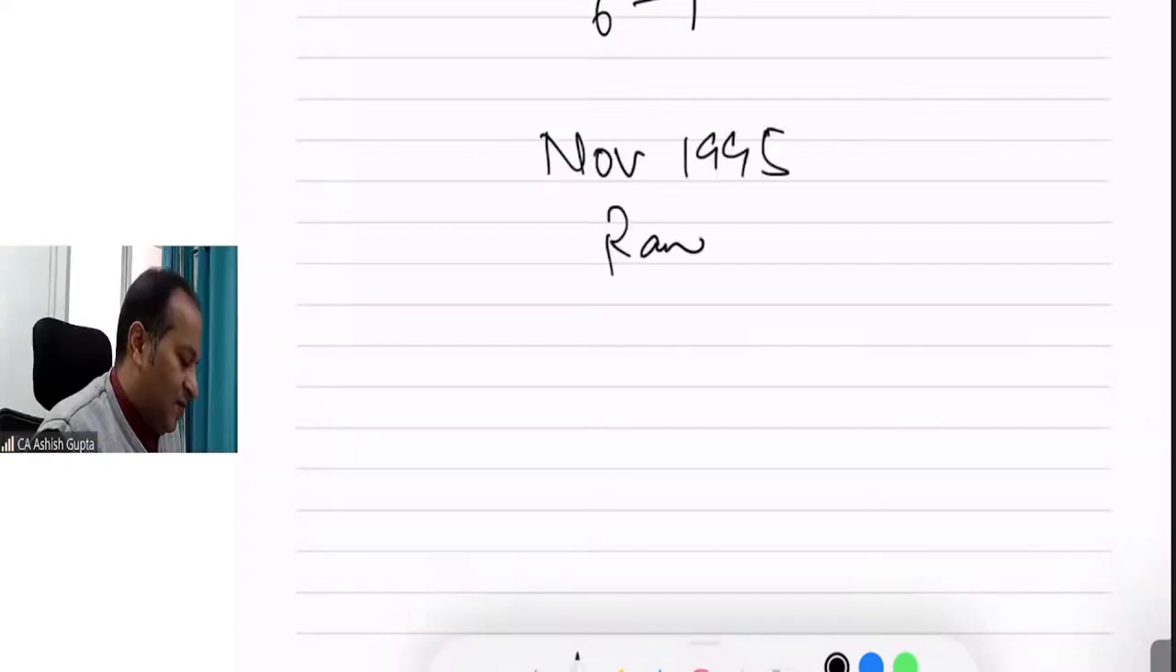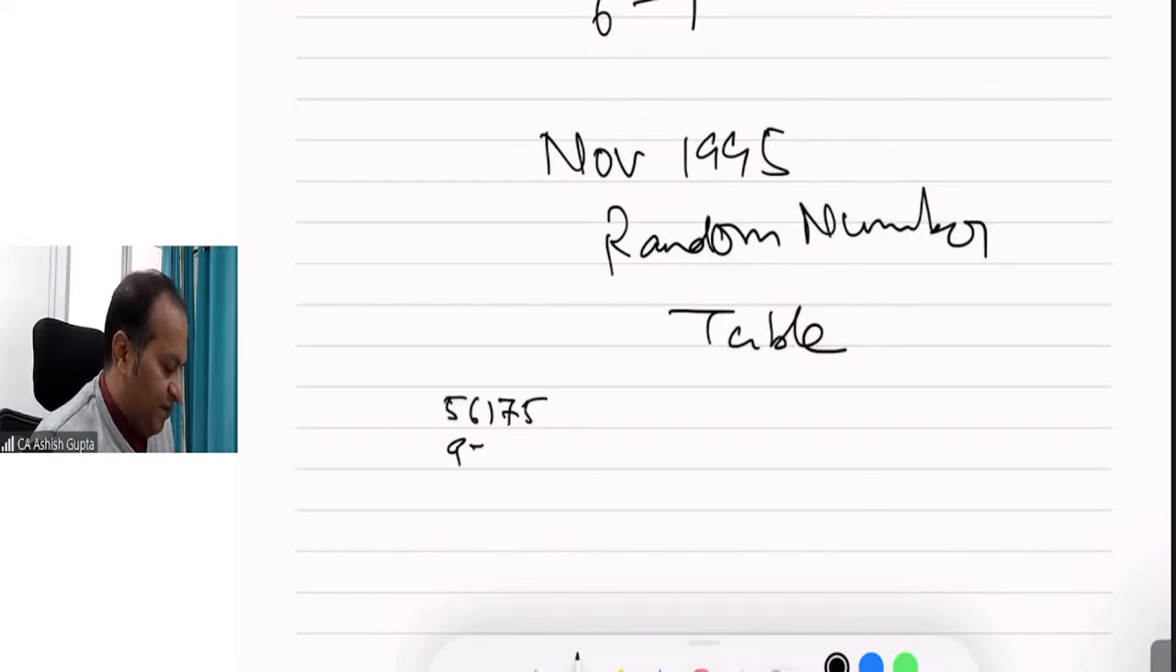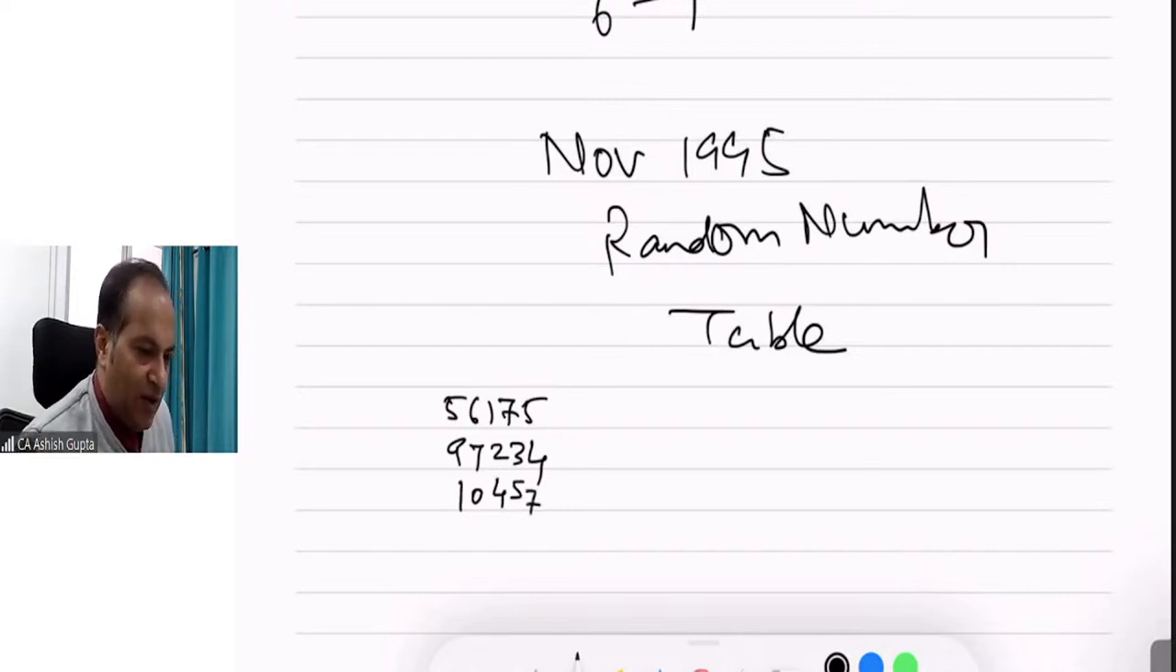So there used to be a random number table in our examination. There used to be a provided random number table, where the numbers were written like that. Say 56175. Another number will be 97234. Another number maybe say 10457.